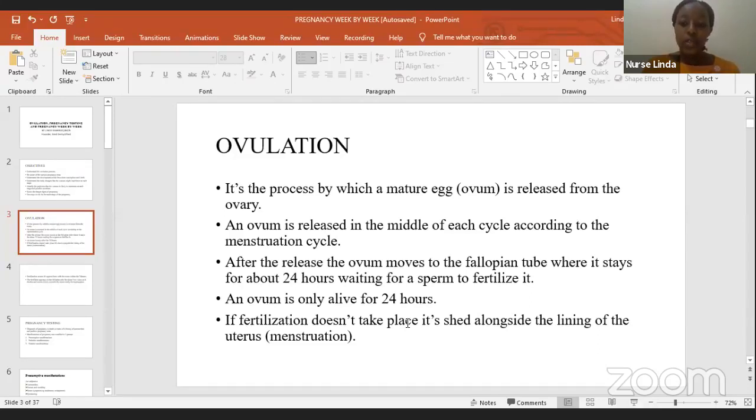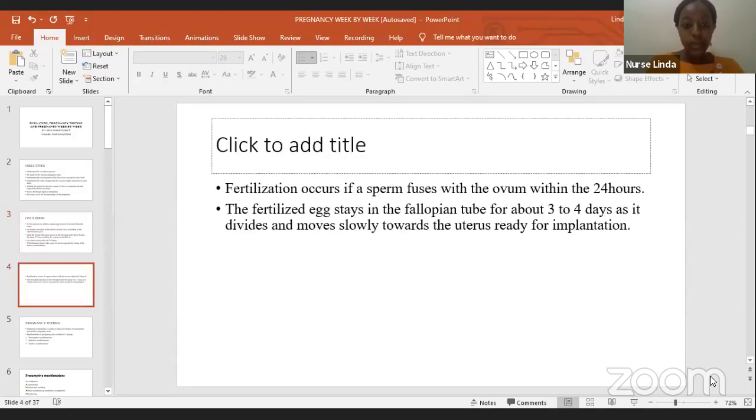Instead, menstruation will take place. You also looked at the menstrual cycle, and I am sure you understand where menstruation comes in. So we are saying that after the ovum has been released, that is ovulation, it is released into the fallopian tube, and it stays there for about 24 hours while it's alive before it dies. Now, in the fallopian tube, conception may or may not take place.